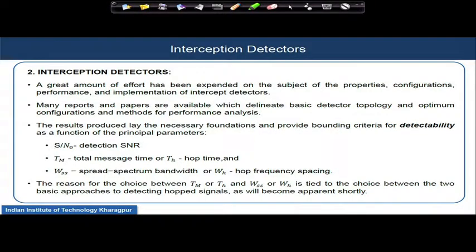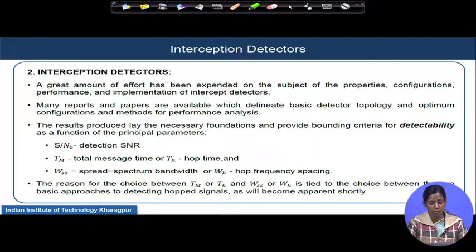Going by all of them, in general you will see there are basically the detector topology and the optimum configuration, and the methods for their performance analysis, which are mostly discussed in the papers. Some necessary foundations and some boundary criteria for detectability will be provided, and this detectability criteria for these interceptors will be mainly dependent on certain parameters. The famous parameters are these.